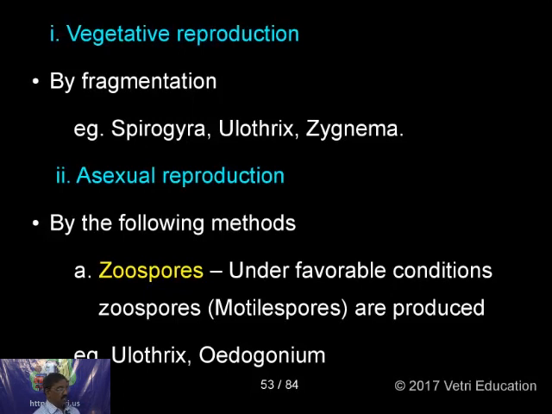Asexual reproduction generally takes place when the conditions are favorable, as in vegetative reproduction as well. When conditions are favorable, only then will it take place. In asexual reproduction, the first type of spores are the zoospores. Zoospores are produced and they develop into a new plant. You can find zoospores in Ulothrix, Chlamydomonas and Oedogonium.